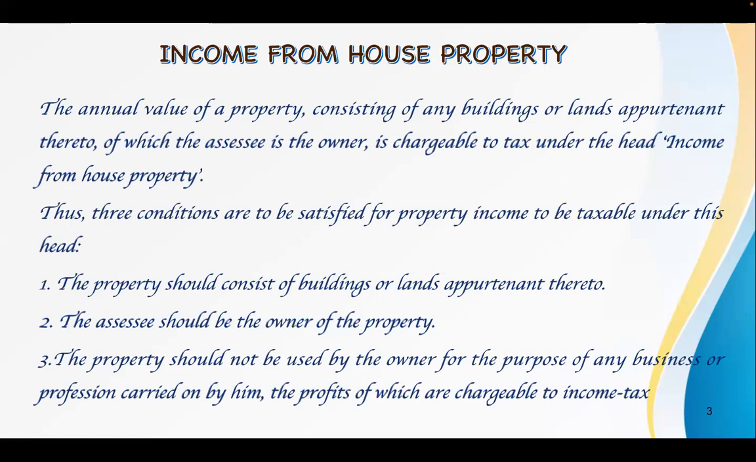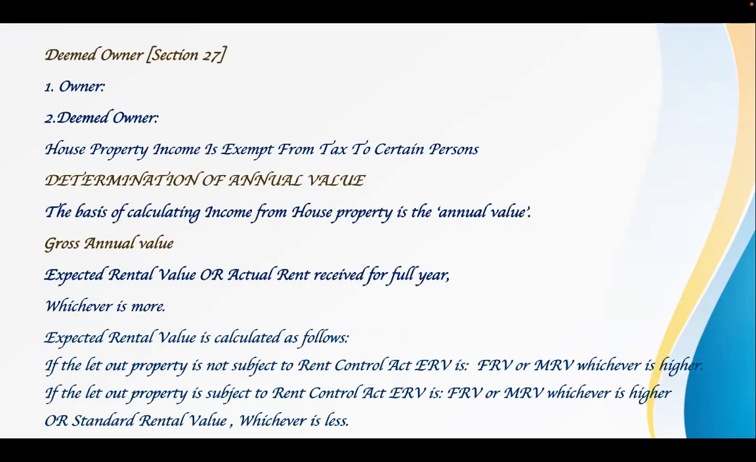Thus, the following three points must be considered for computing the income under this head. The property should consist of a building or land appurtenant thereto. The assessee should be the owner of the property. The property should not be used by the owner for the purpose of any business or profession carried on by him, the profits of which are chargeable to income tax.